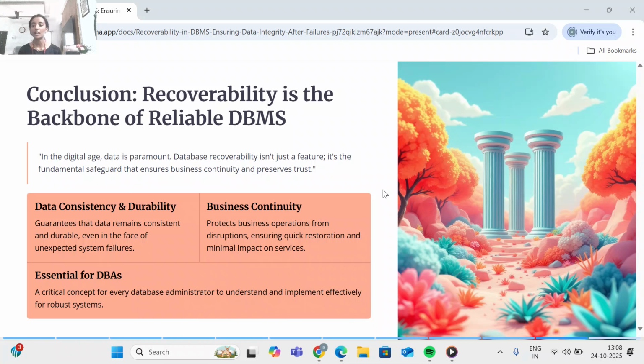Data consistency and durability: guarantees that data remains consistent and durable even in the face of unexpected system failure. Business continuity: protects business operations from disruption, ensuring quick restoration and minimal impact on services. Essential for DBAs, a critical concept for every database administrator to understand and implement effectively for a robust system.